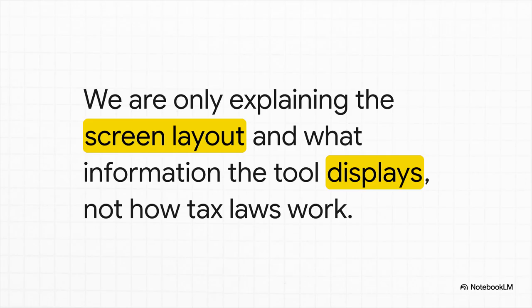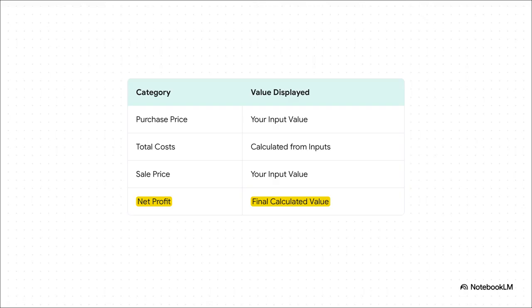All right, we're about to look at the profit overview page. And just to say one more time, we're just here to understand the layout, what the tool shows you based on your inputs. We are definitely not getting into tax law or how to interpret these numbers. And as you can see, the final overview is designed to be super clean and straightforward. It just pulls together the most important numbers from your entire project: what you paid, what you spent, and what you sold it for. And then, right there at the bottom is the big one, your final calculated net profit. It's your project's entire financial story on one simple screen.